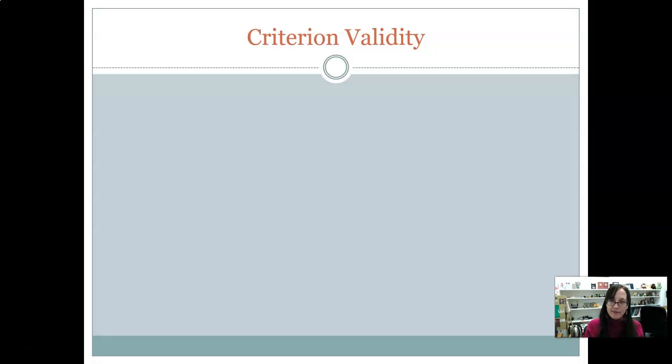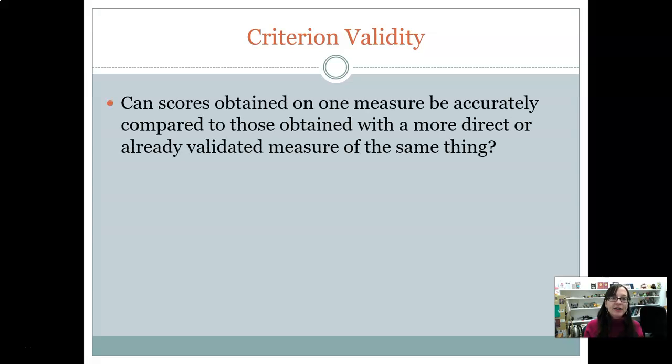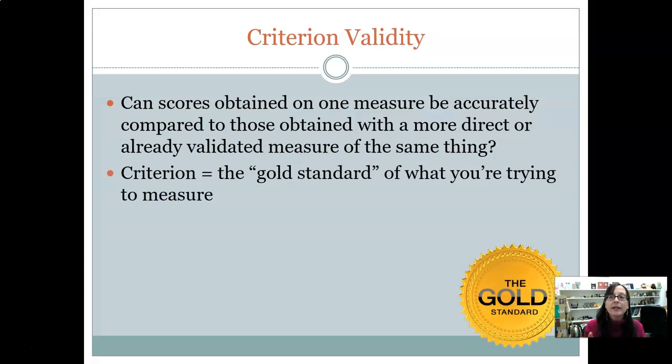And then we have criterion validity. Criterion validity is basically asking if the scores that you get on one measure, which is going to be your measure of interest, your variable of interest, can be accurately compared to the scores that you get with a more direct or already validated measure of the same thing. It's called criterion validity because the criterion is the gold standard of whatever it is you're trying to measure. And so you're basically going to compare what you're getting on your measure to that gold standard.